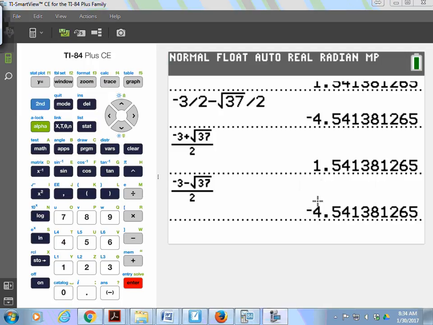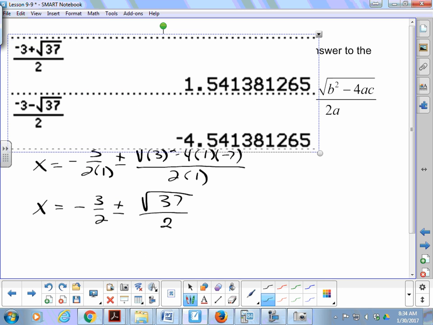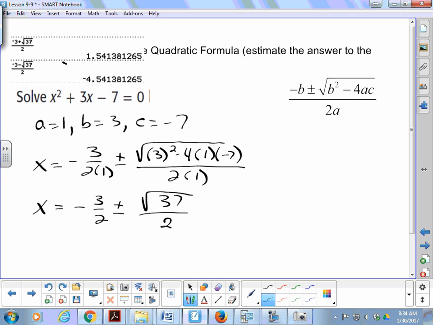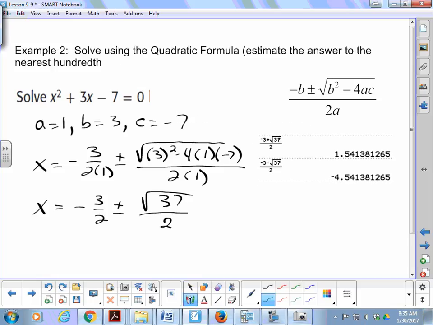And the thing to remember is that when I put these answers on my paper, since they are approximate, I'm going to say that x is approximately 1.54 and -4.54. Make sure you use the approximate symbol when you're writing it as a decimal. Okay.